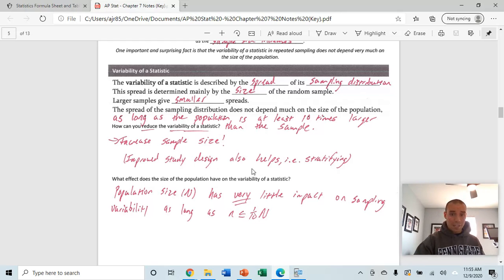So if we want to reduce the variability of a statistic, we're going to increase the sample size. Obviously, another way that we can reduce variability is to improve the study design, aka a stratified sample. What effect does the population size have on the variability of the statistic? Virtually none. Population size has very little impact on sampling variability as long as your sample size is less than 10% of the population size.